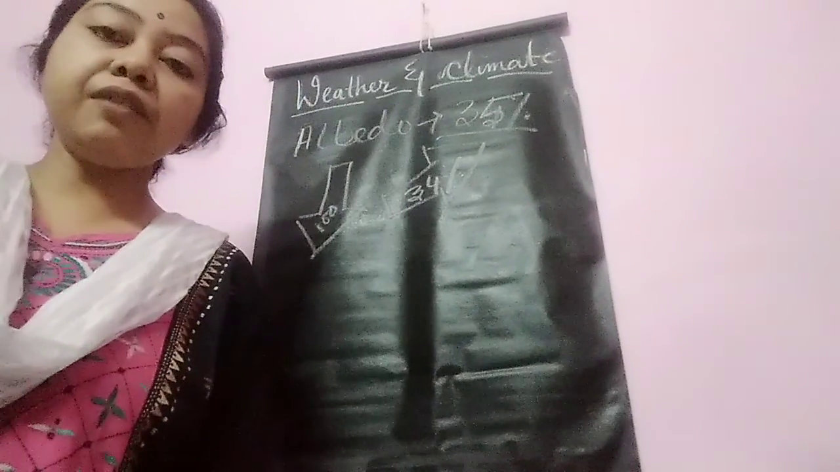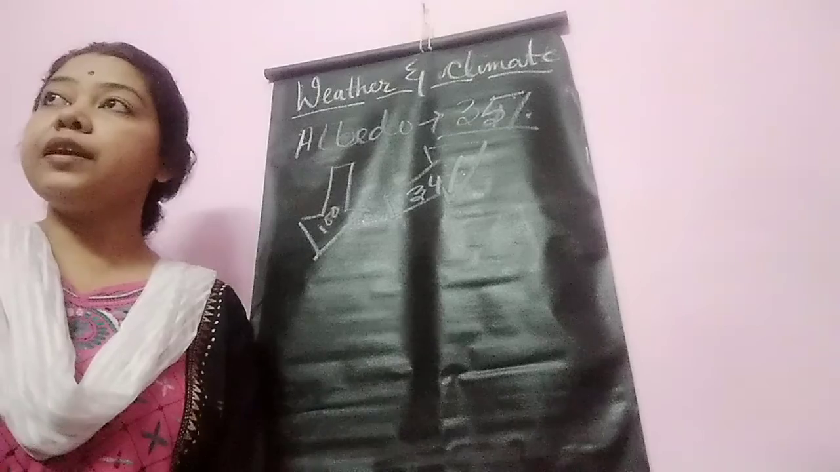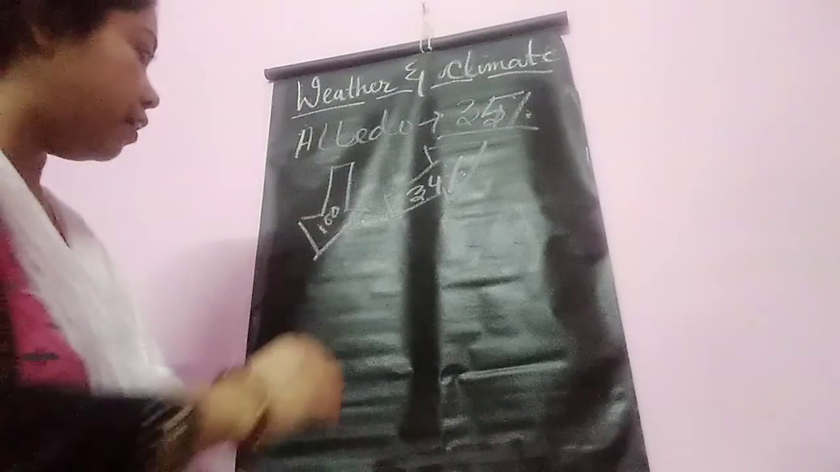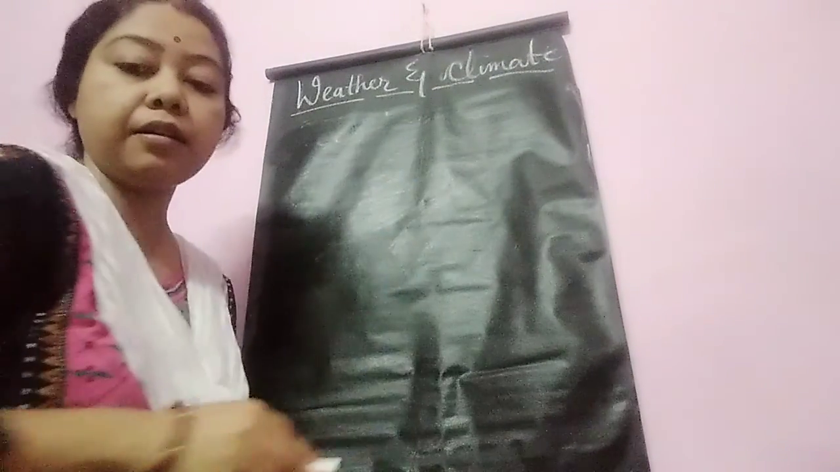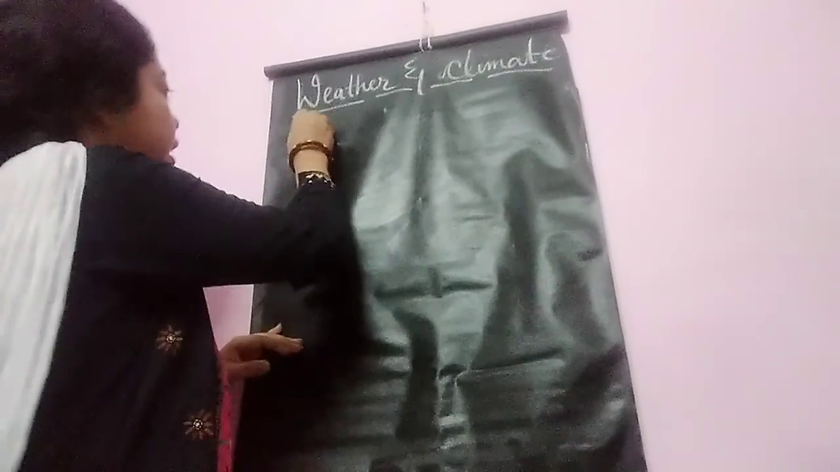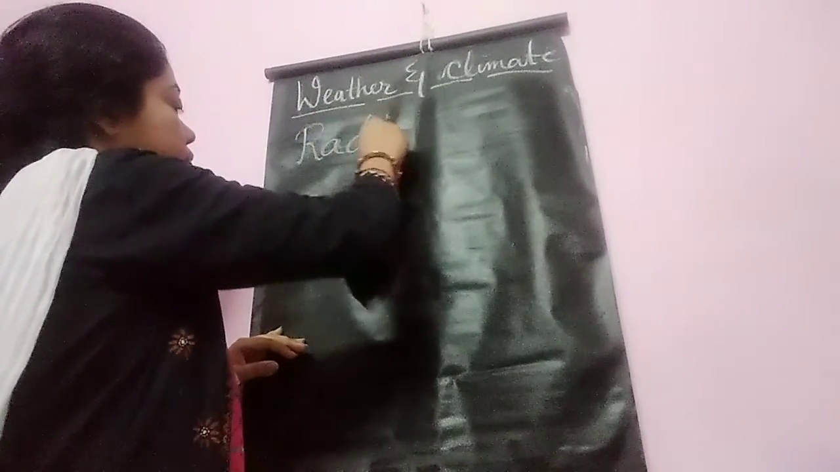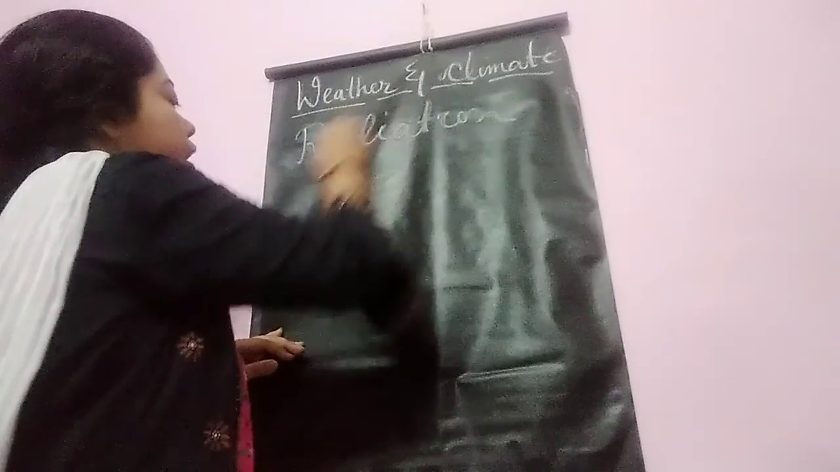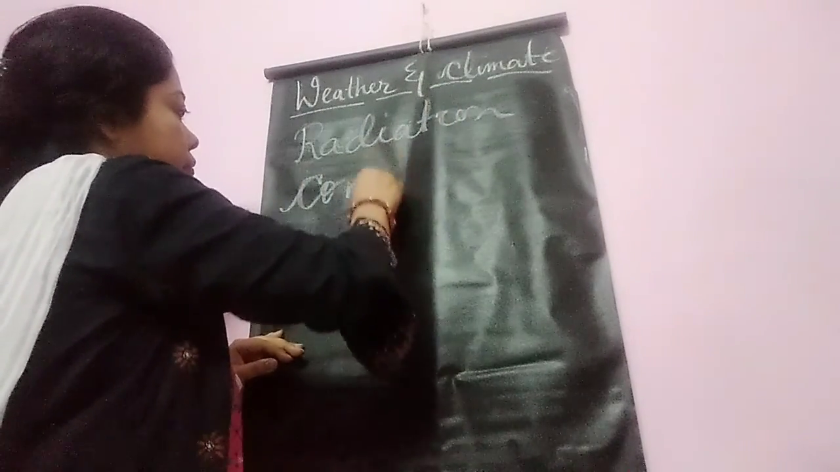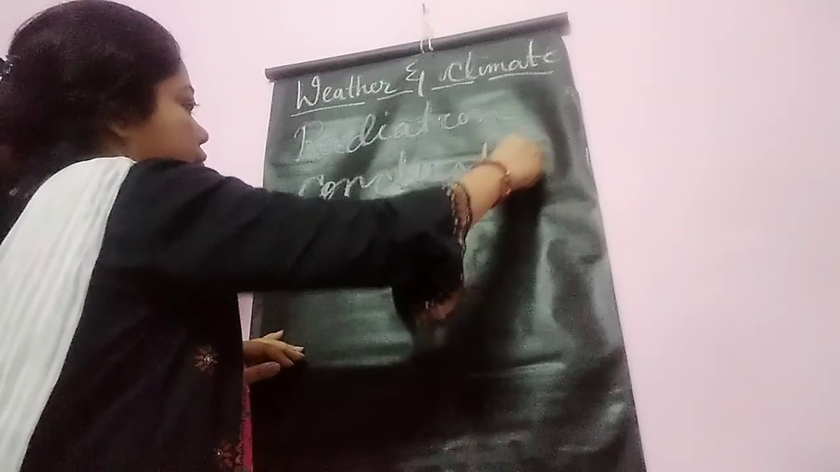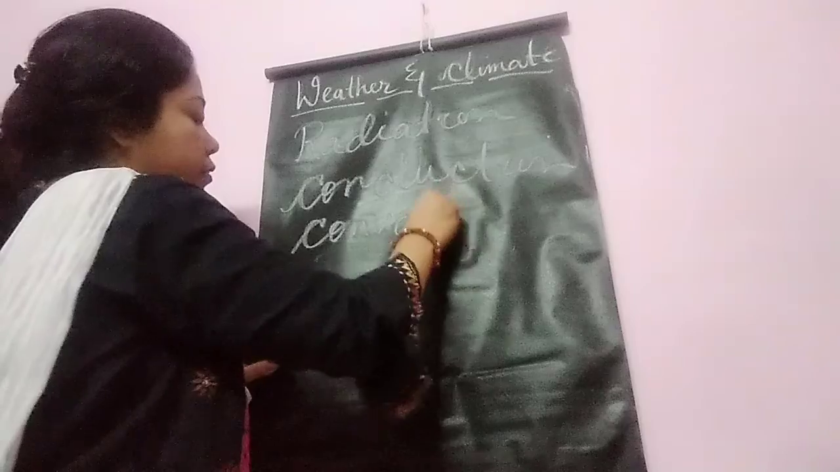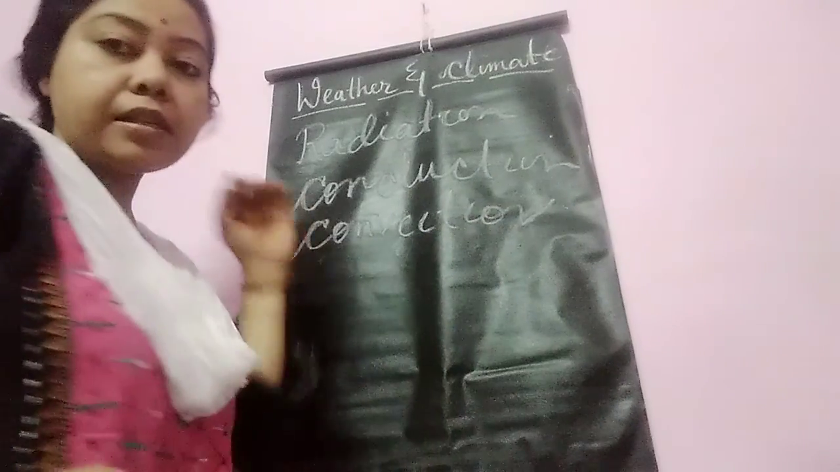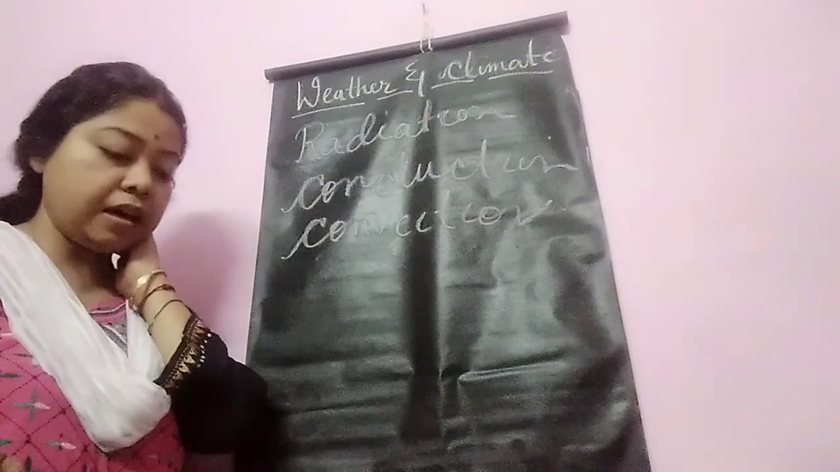Now, there are three ways of heating the Earth's surface. The three ways are: number 1, radiation, conduction, and convection. These are the three ways of heating the Earth's surface.